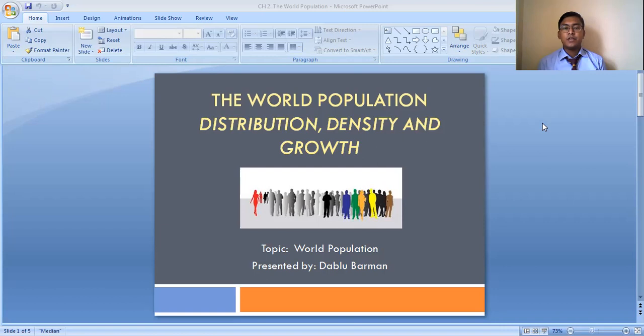In this chapter, we are going to discuss the distribution of the world population, the density, and the various theories such as the demographic transition theory, which helps in predicting the future population. We will also discuss the different factors which are mainly responsible for the uneven distribution of population in different parts of the world. So let us start with this chapter, the world population, distribution, density, and growth.